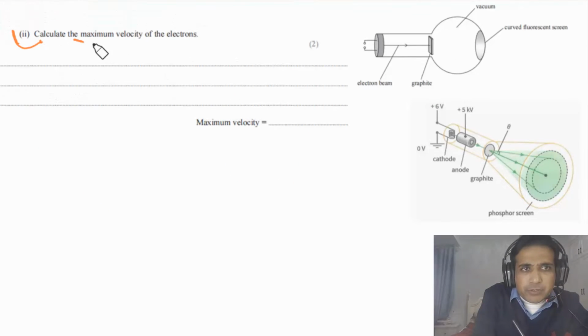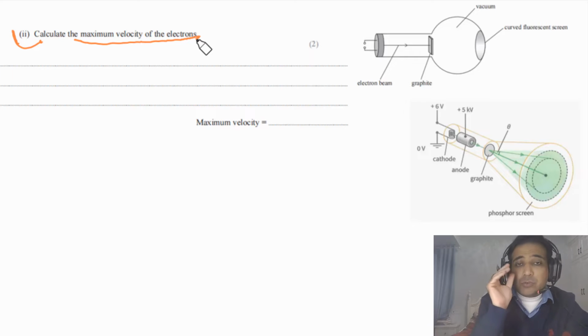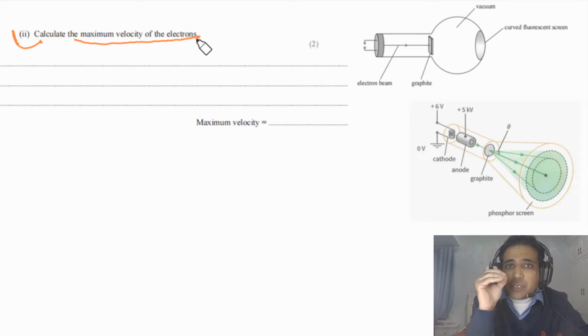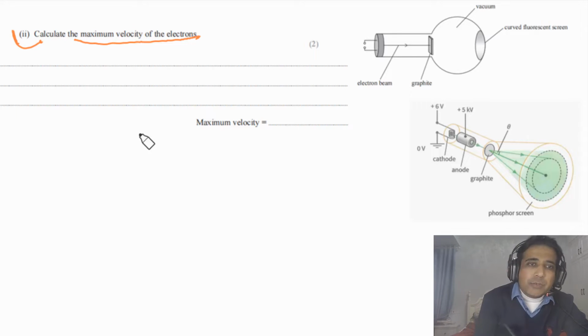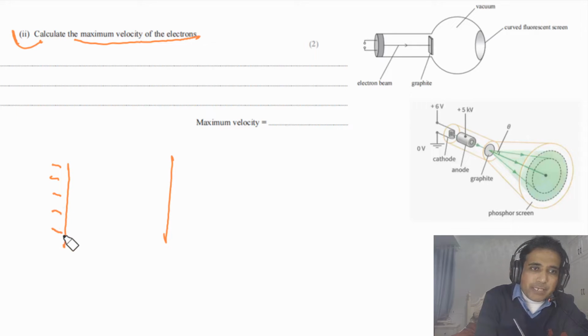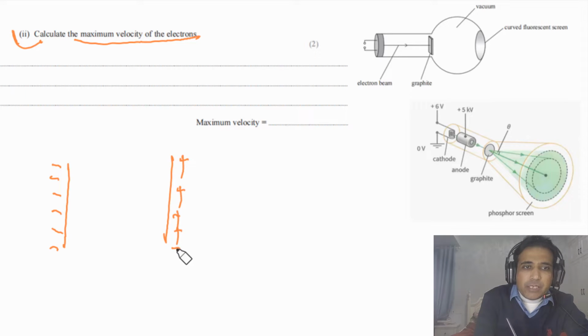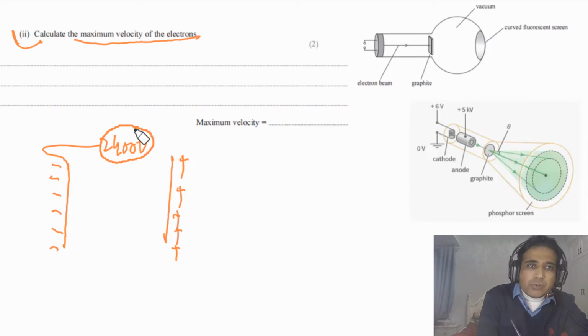For the second part, we need to calculate the maximum velocity of the electrons. Maybe you understand how to calculate this, but you are not clear why they are saying it is the maximum velocity. So let me explain why. We will go back to this capacitor setup again. Here we have a positive plate and a negative plate, and as we discussed before, there is a potential difference between these two plates.